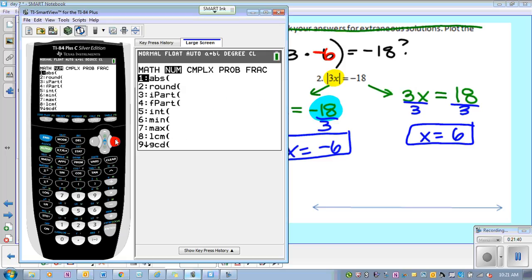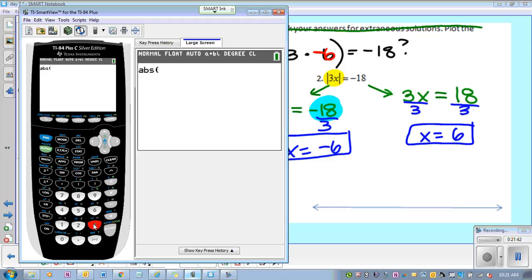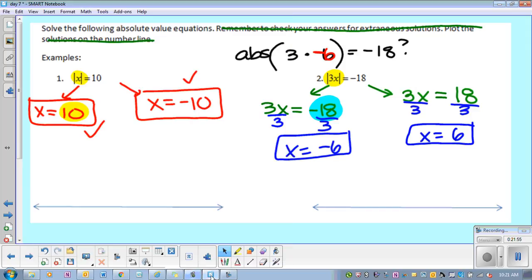Absolute value. 3 times -6. What did you get? You got a +18. Yes, right? Wait a minute, so then that didn't equal negative, so that's not a solution then. That doesn't work, right? Try the +6. Plug that one in.